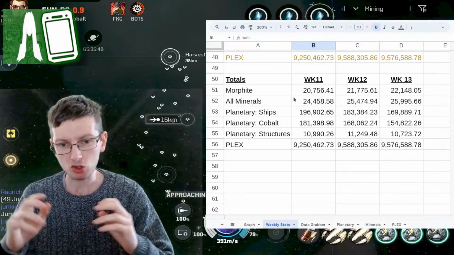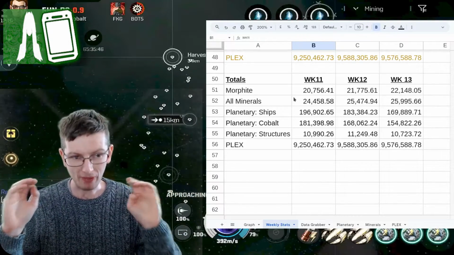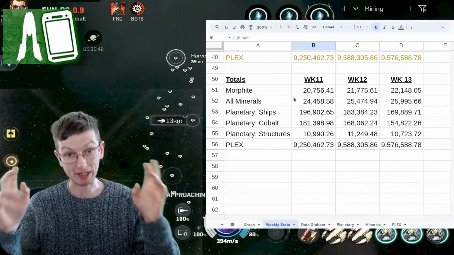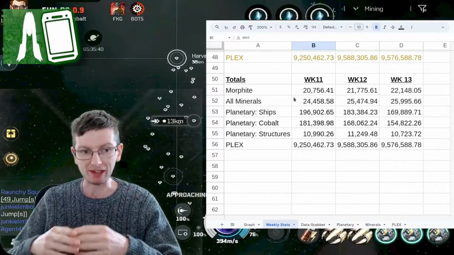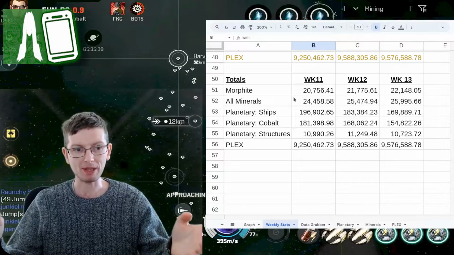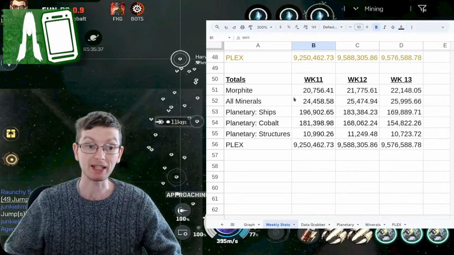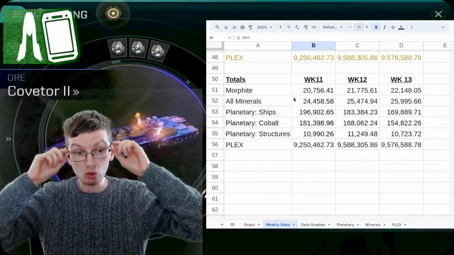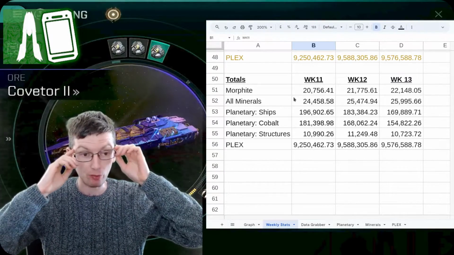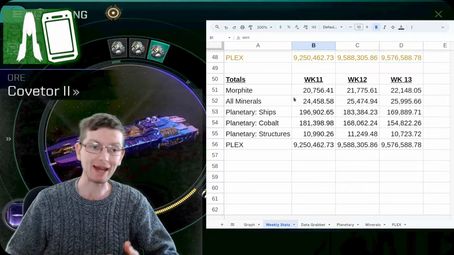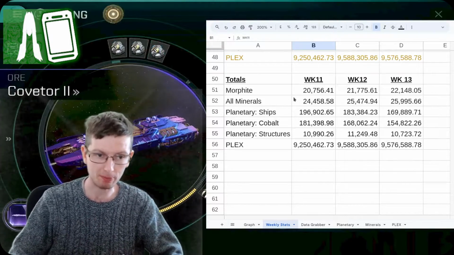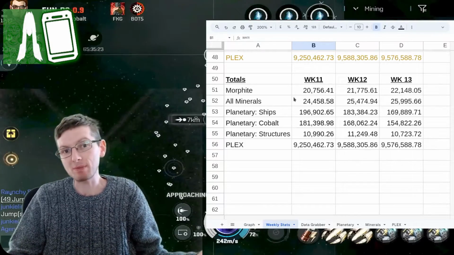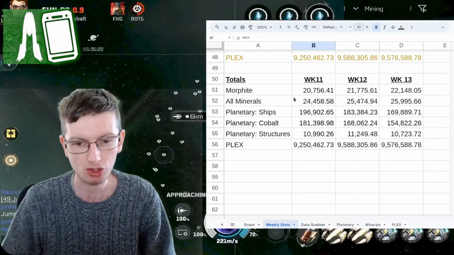So first up we have Morphite. The reason why this one is on its own is because it represents the demand for capital ships. If the value of Morphite goes up, then that means there's an increase in capital ship demand or production, whichever it may be. All minerals represents the demand for mining in general, for any kind of building, whether that be ship building, structure building, maybe even implant building, because implants use minerals, although not that much.